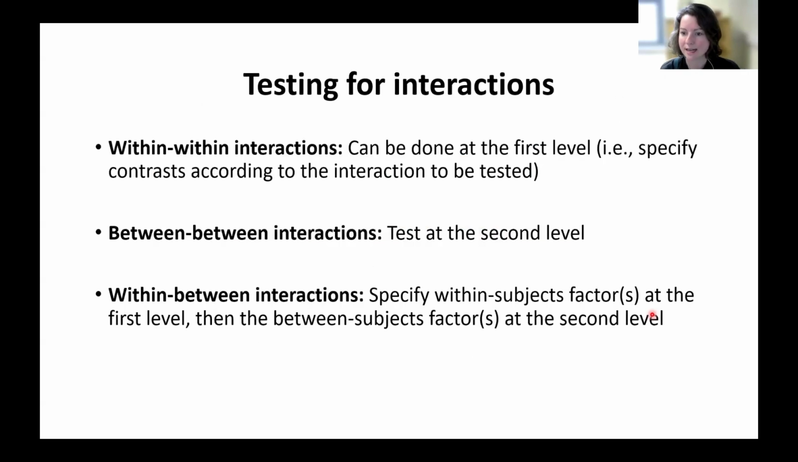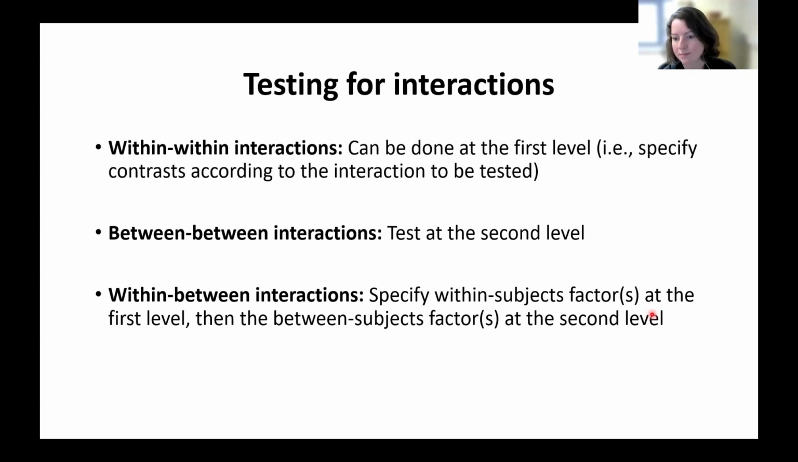Now, testing for interactions can be done by specifying the specific contrasts at the first level. So for example, if you have a visual experiment where you show faces and houses for either a short time or a long time, you have two within subject variables: stimulus type, face versus house, and time, short versus long. And you might want to investigate whether the difference in neural response between faces and houses is larger if the stimuli are shown longer, and that would be an interaction between stimulus and time.